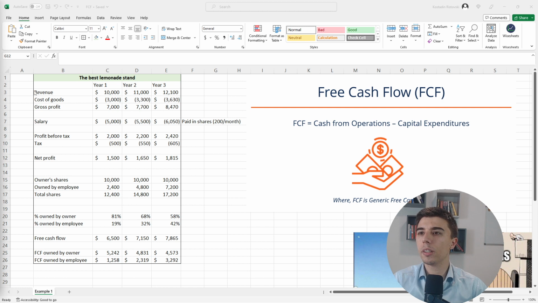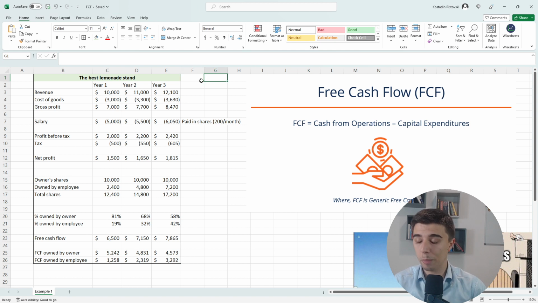Now let's take a look at this particular example. I've decided to open a company, and it's going to be a very innovative one. It's going to be a lemonade stand. And there is not really much upfront investment, so I already had all the equipment in my garage, so I didn't make any investments.